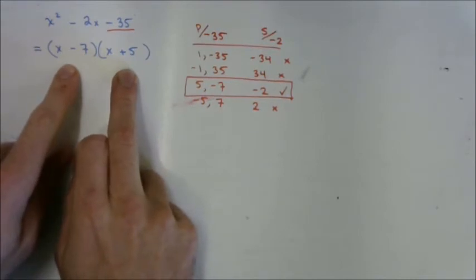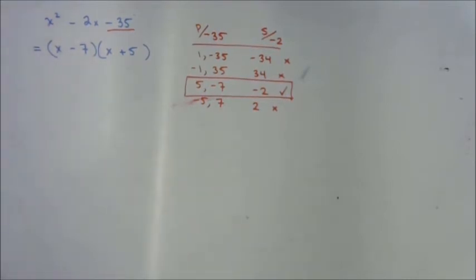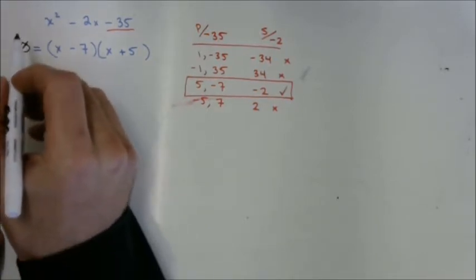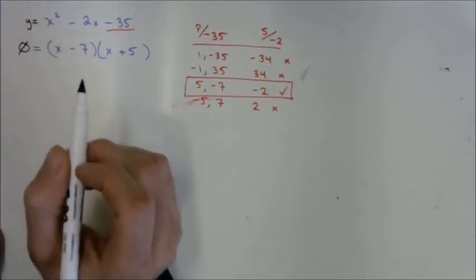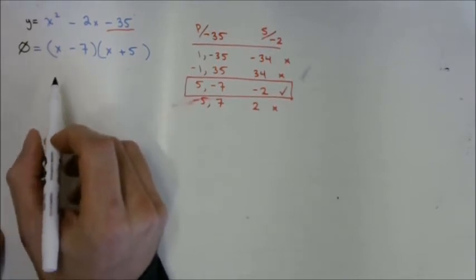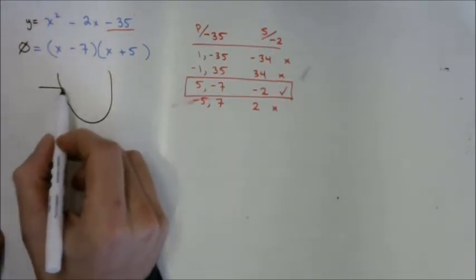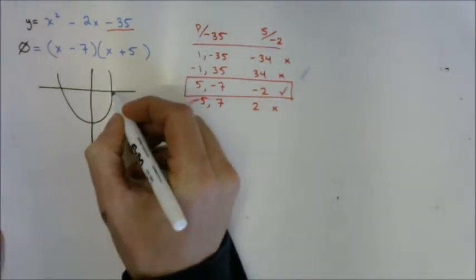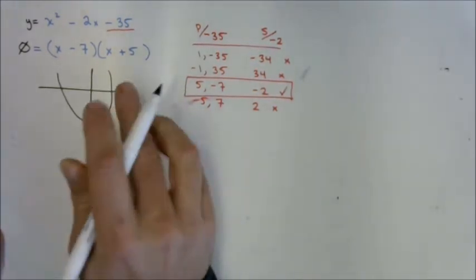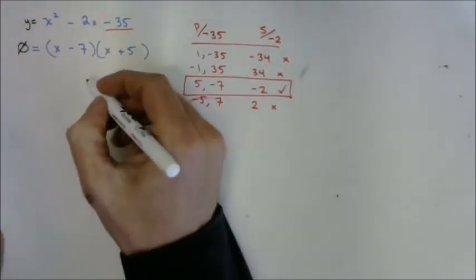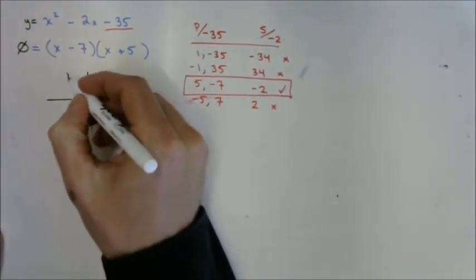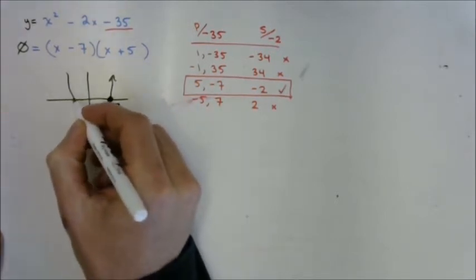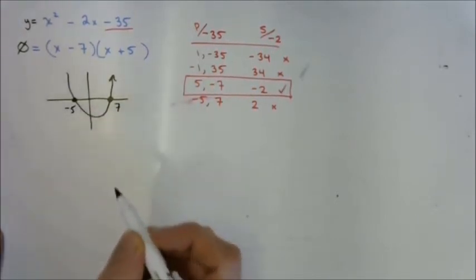Well, why would we do this? Why would we ever want to factor something? Again, it makes it real easy. If I want to set y equal to 0, I can now find out exactly where this parabola crosses the x-axis. Okay? And I can tell that it happens over here. My chart's not very good. I'll draw that real quick. Okay? It happens over here at positive 7, and over here at negative 5.